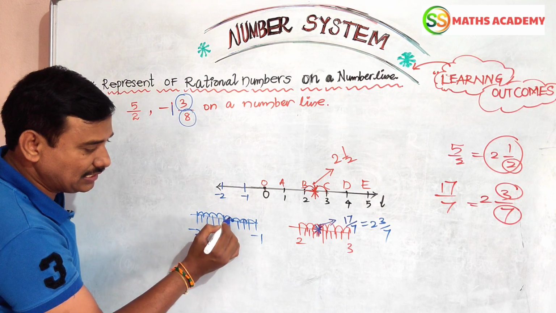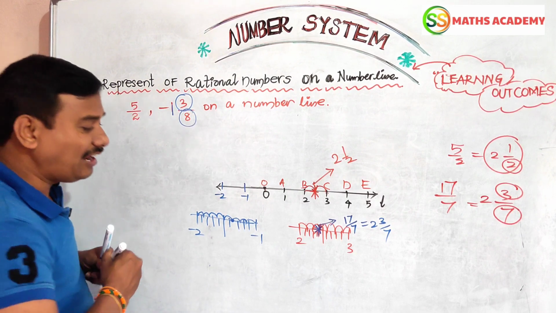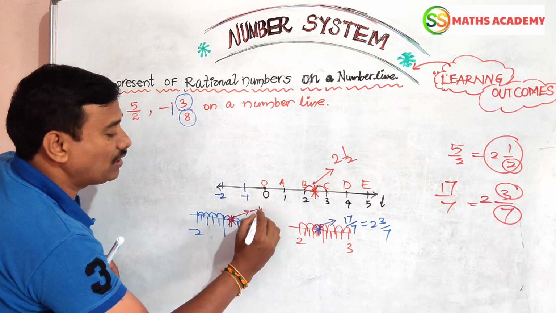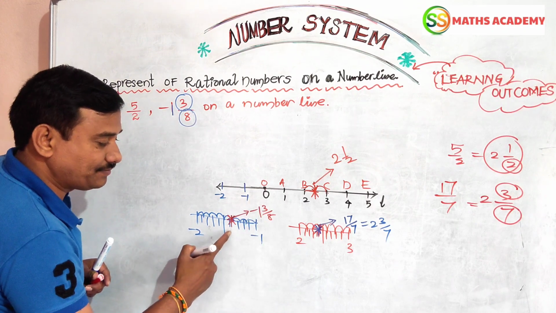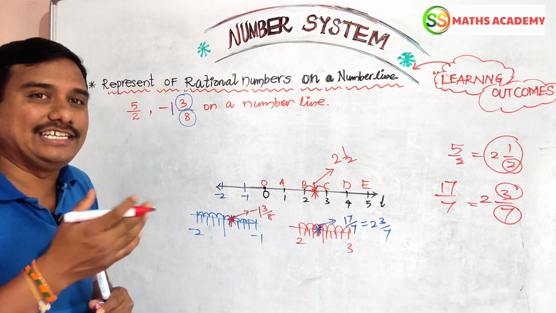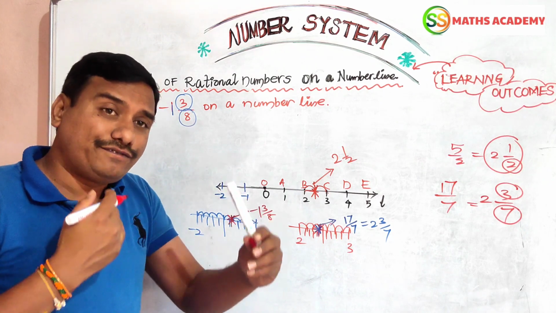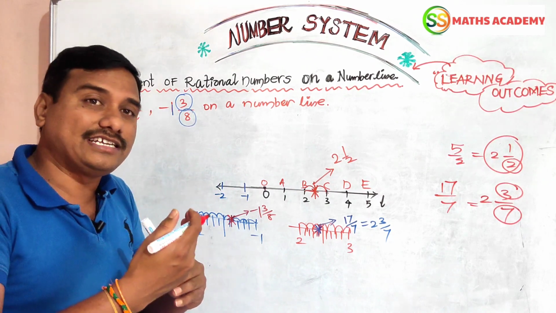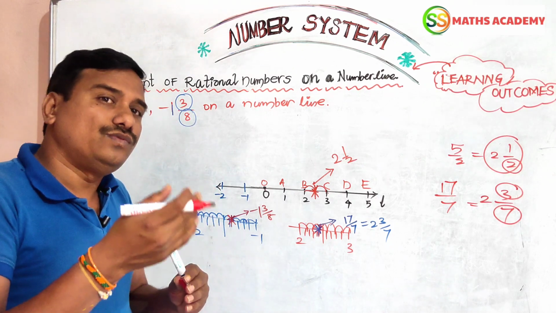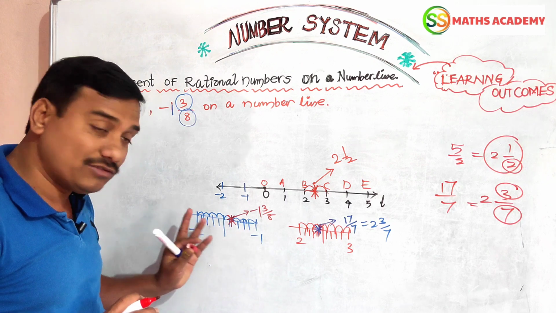Here, the third part. That number will be represented on the left side of the number line. This number is called minus 1 of 3 by 8. You can guess it. Minus 1 of 3 by 8 is nothing but, after minus 1, it can be represented at the position of minus 1.25 like that. Minus 1.1, 1.2 like that.